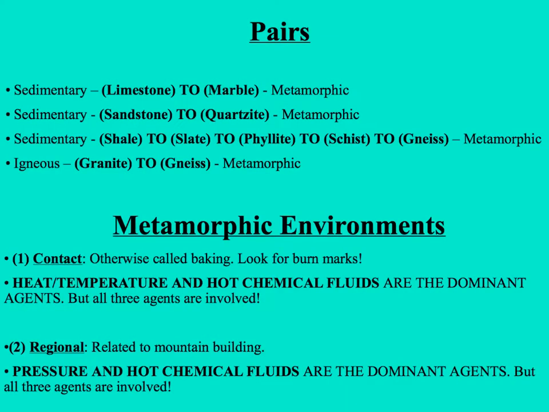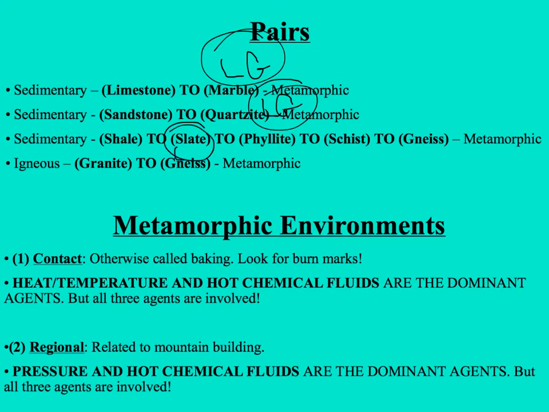So the pairs that you need to know for the course is limestone, which is a sedimentary rock. That gets metamorphosed to marble, and marble is metamorphic. One of the things that I wanted to point out is that marble is LG, which means it's a low-grade metamorphic rock. Sedimentary sandstone, so if sandstone gets metamorphosed, it goes to quartzite. Quartzite's metamorphic rock, but it's also low grade. Sedimentary rock shale goes to slate.